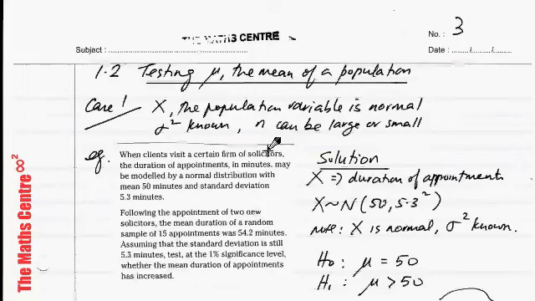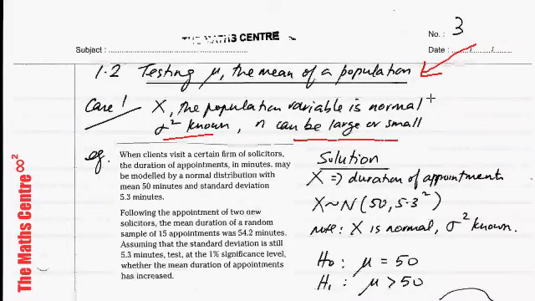Testing mu, the mean of a population. Case 1. X, the population random variable, is normally distributed. Sigma squared is known, and in this case n, the sample size, can be large or small.